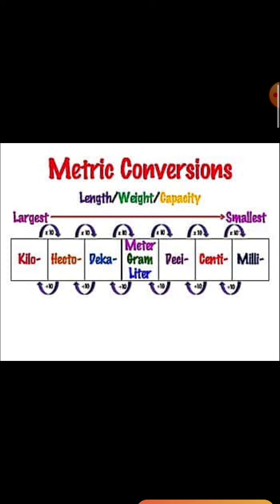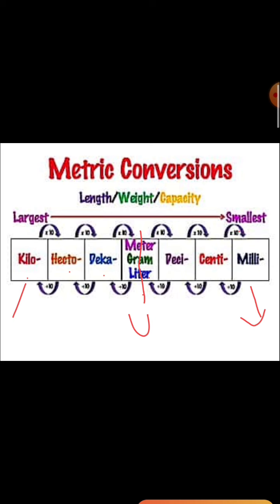Which one is the largest unit? Kilo is the largest unit in the conversion, then hecto, then deca, then the basic units gram, meter and liter, then deci, then centi, then milli. Which one is the smallest? Milli. You can say milligram for mass, millimeter for length, and milliliter for capacity.